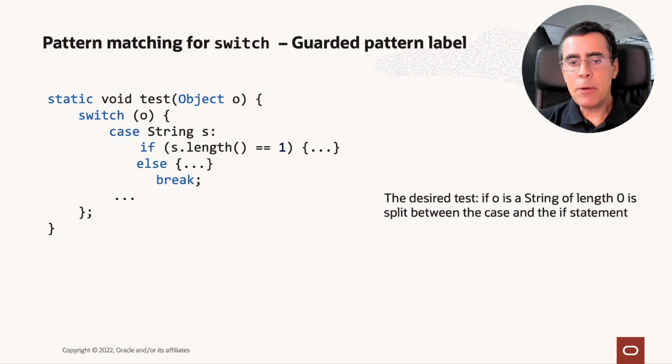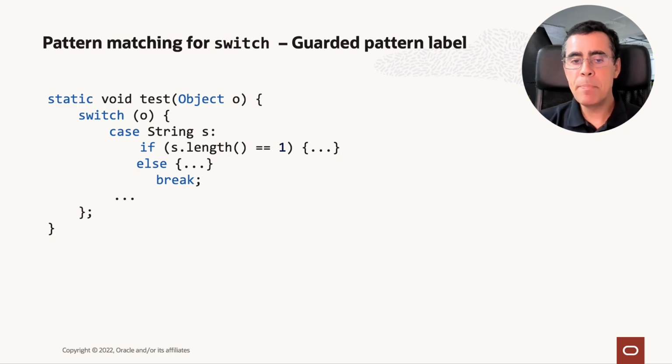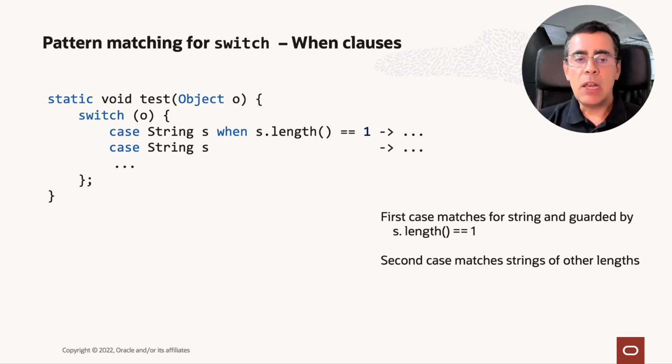After a successful pattern match, we often need further tests, which can lead to cumbersome code like this. We can improve readability if the pattern supported a combination of pattern and Boolean expressions. So, allowing when clauses in switch blocks allows us to write these in a cleaner way. The first case matches strings of length 1, and all other strings are caught by the second case.